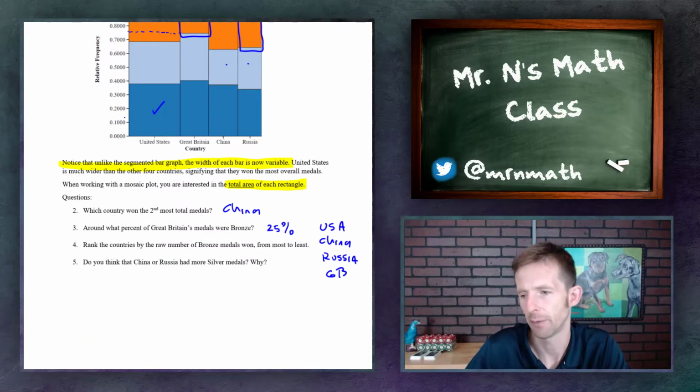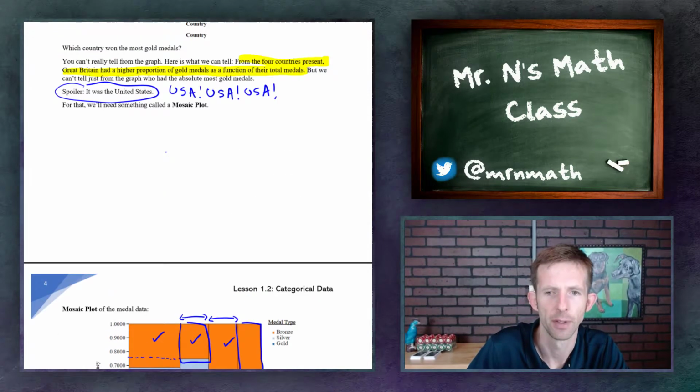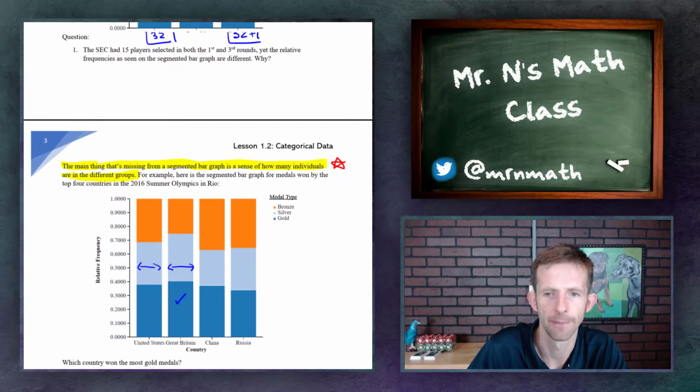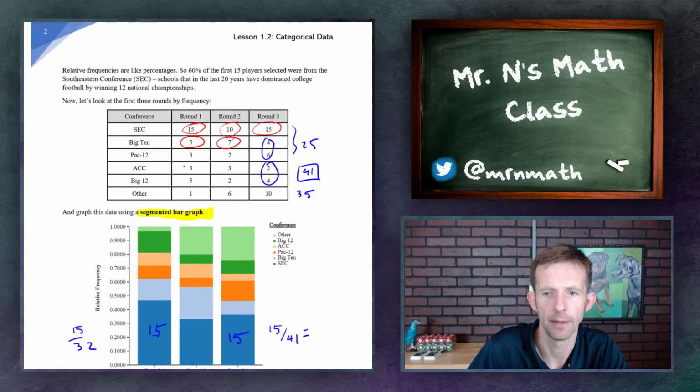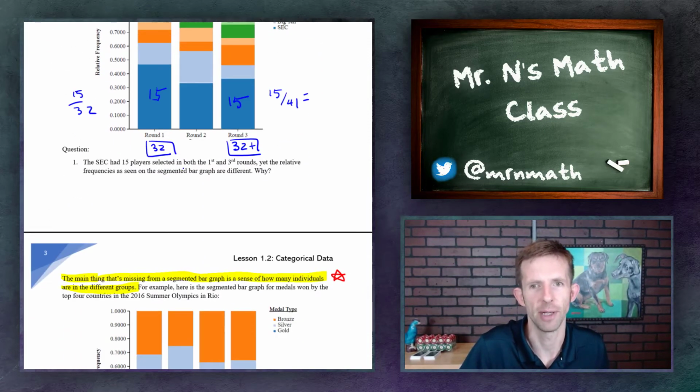So that's the key for categorical data. You've got mosaic plots, which have both width and height. We have segmented bar graphs that you can only compare relative frequencies. And yeah. So good luck with the practice set problems for this section.